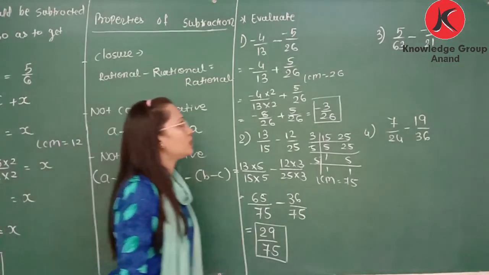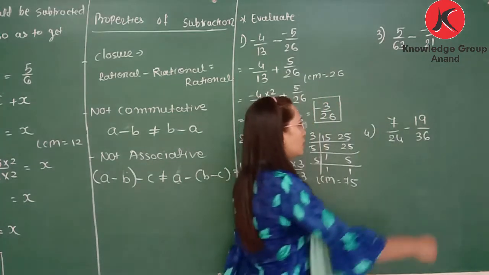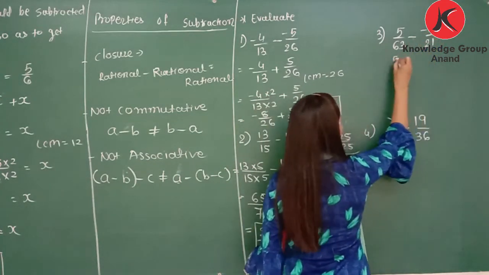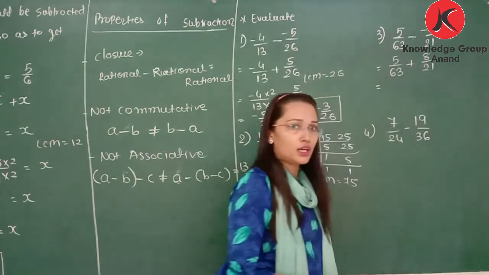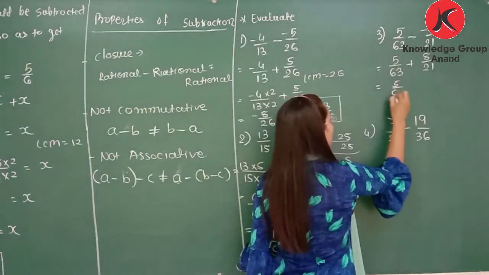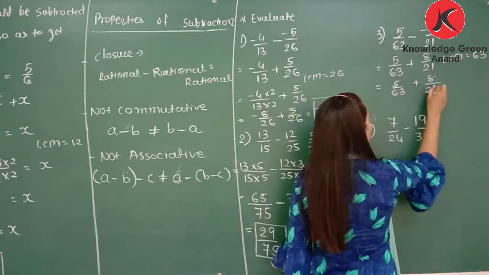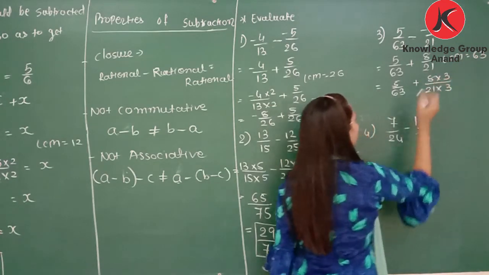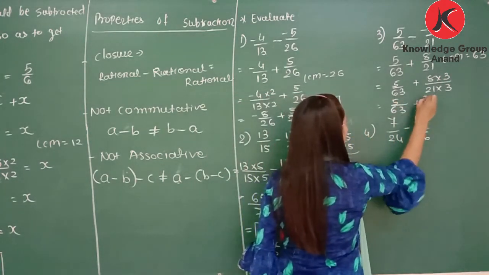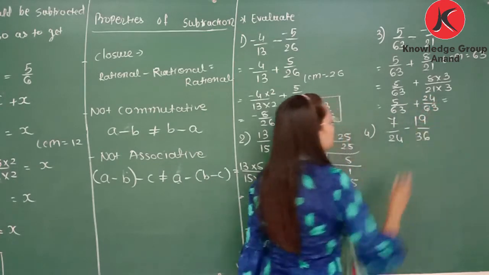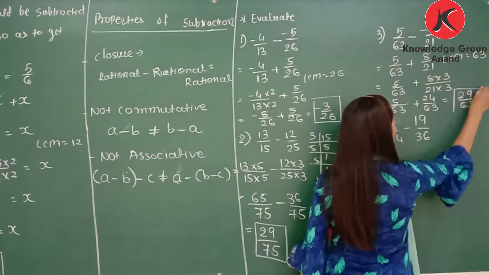Clear? Now next one. 5 by 63 minus 8 by 21. So here you can change the sign, minus becomes plus. Now the LCM is 63 here. So 5 by 63 is as it is, and 8 by 21 needs to be multiplied with 3 in the numerator and denominator. So here 5 by 63 plus 24 by 63. Now 5 plus 24 is 29 by 63. So this will be our answer.